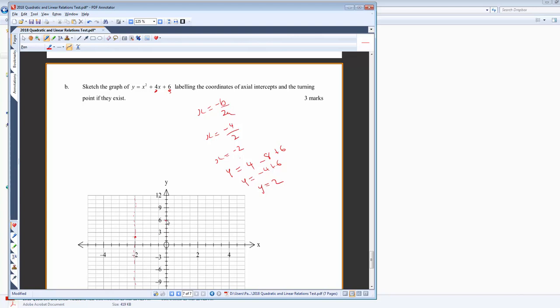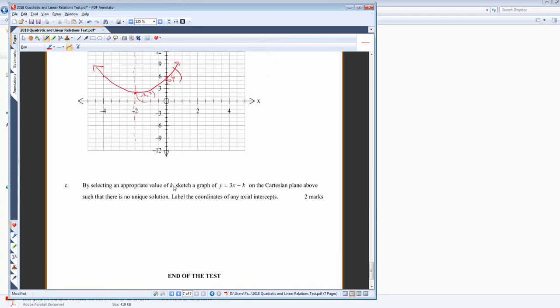Alright, so here is our turning point. Here is our y-intercept. It doesn't have any x-intercepts, so we don't have to label them. And I know according to the axis of symmetry that it will go through there as well. So now let's draw the parabola. And label the key points. -2, 2, and 0. When x is 0, y is 6, 0, 6.